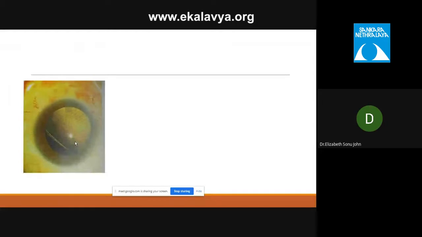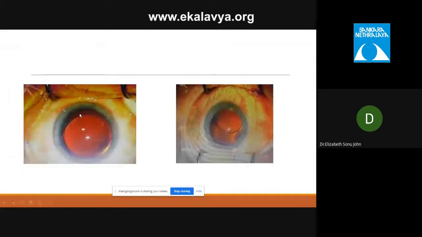So this is a case where you can see there's a large PCR, but a very well placed IOL. In this case, you can see the PCR margin inferiorly. The IOL has decentered inferiorly, and this can cause an IOL dislocation.